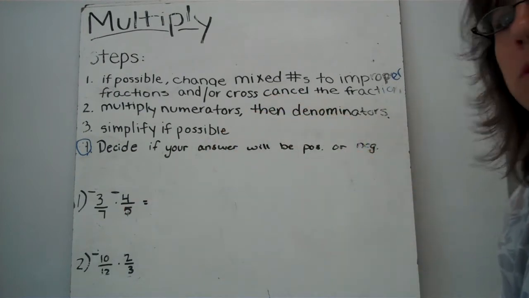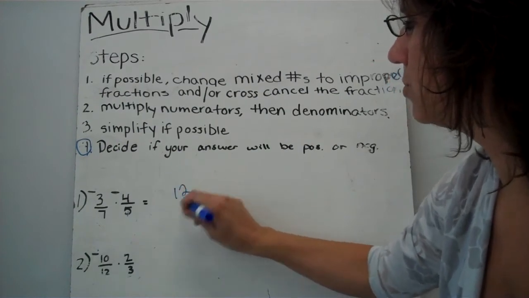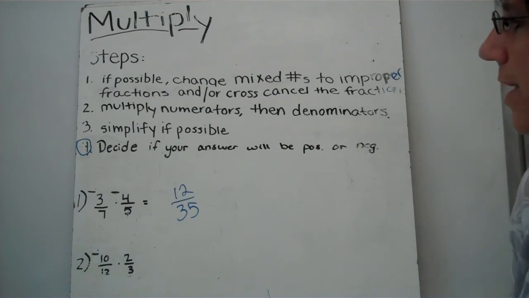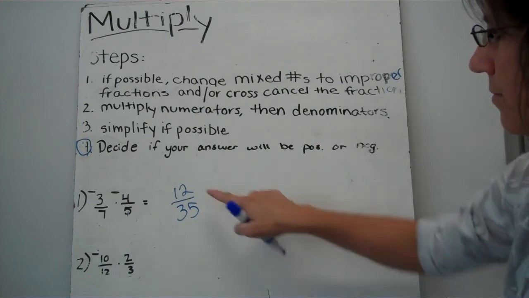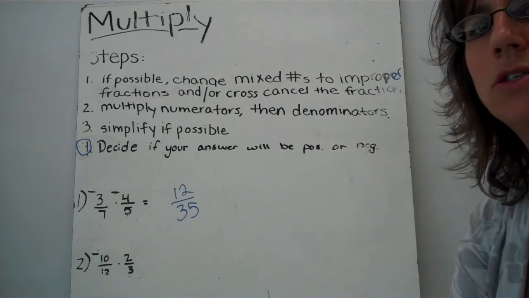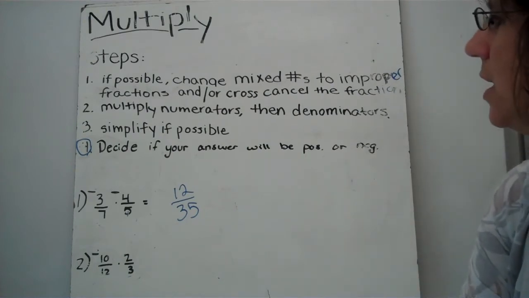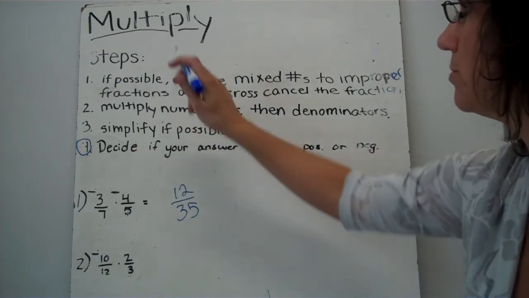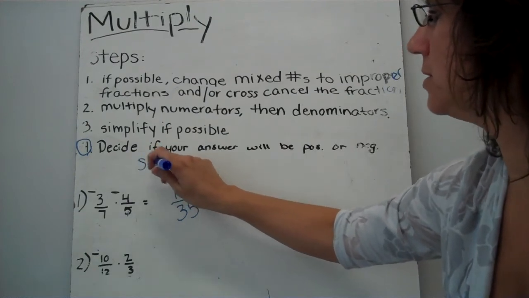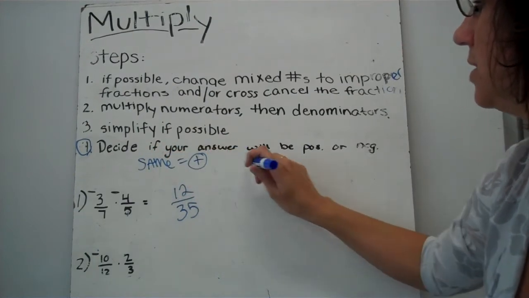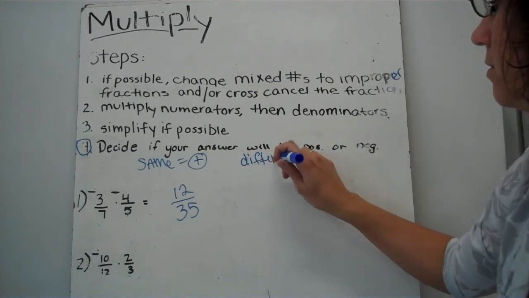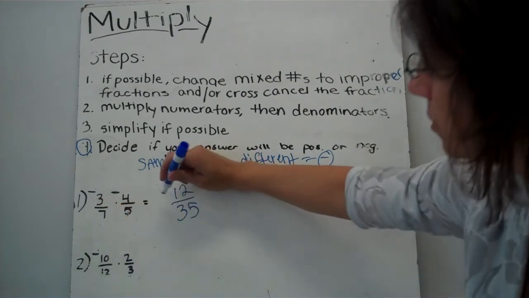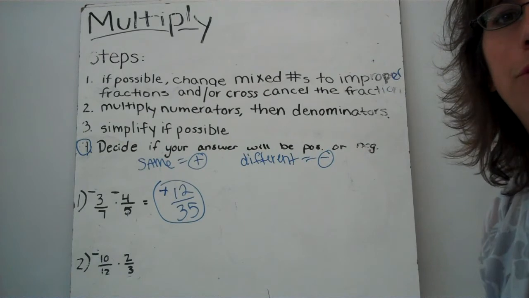So now we're on step number 2. We're multiplying. Straight across, straight across. Multiplying is the easiest to do with fractions. Multiply straight across, and you're done. Let's see if we can reduce. 12 and 35, do they have any common factors? Not that I can think of offhand. All right, and the last step is to make sure it's positive or negative using our integer rules. Remember, when you're multiplying integers, same signs is positive. Different signs is negative. Okay? So in this case, we have the same signs, so it is a positive 12/35.